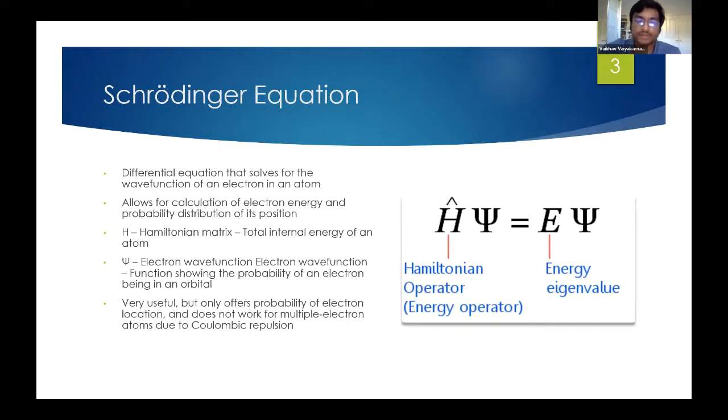So first of all, let's decipher this. The funky H there, the H with the hat, we call that the Hamiltonian operator. And that's a matrix which is the total sum of the energy of the nucleus of the atom.